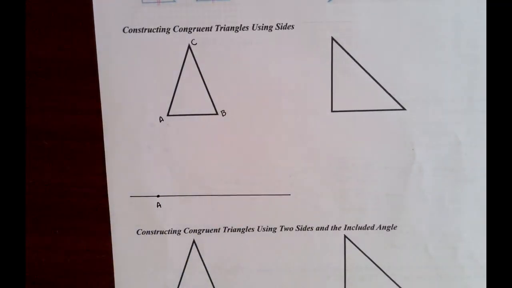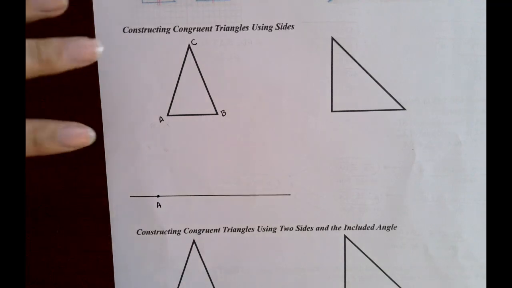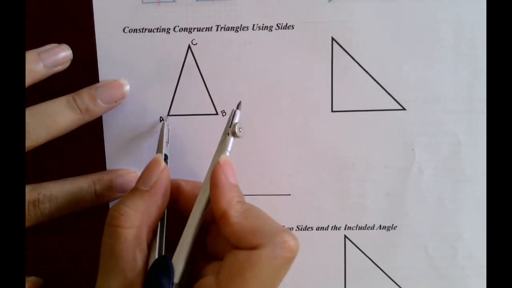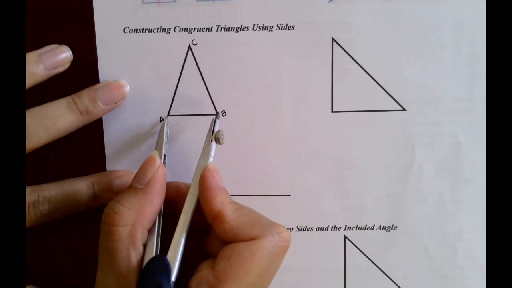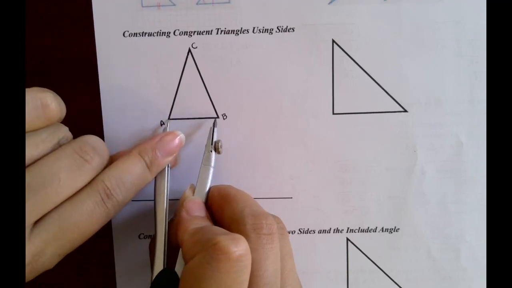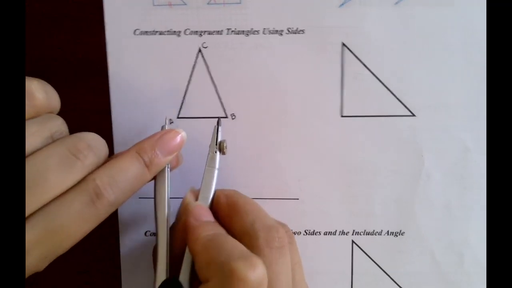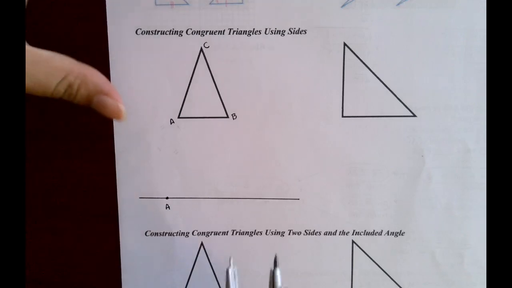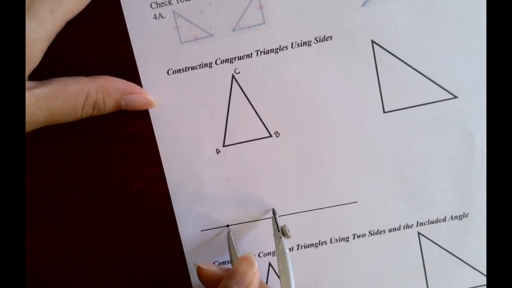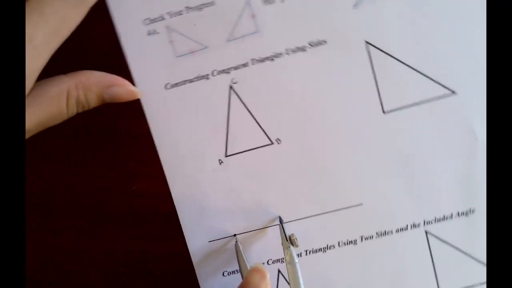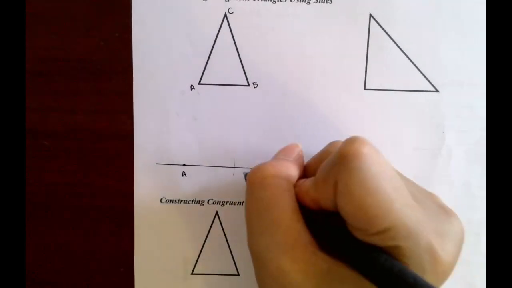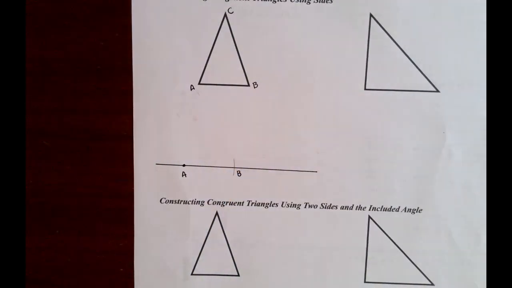Okay. Then I'm going to measure how big AB is. So I'm going to put my pointy part at A, and then my other part at B. Then, after I have it measured with my compass, I'm going to go to where my new A is going to be, and I'm going to draw an arc with that measurement to denote B. Okay, so this is now my new B.